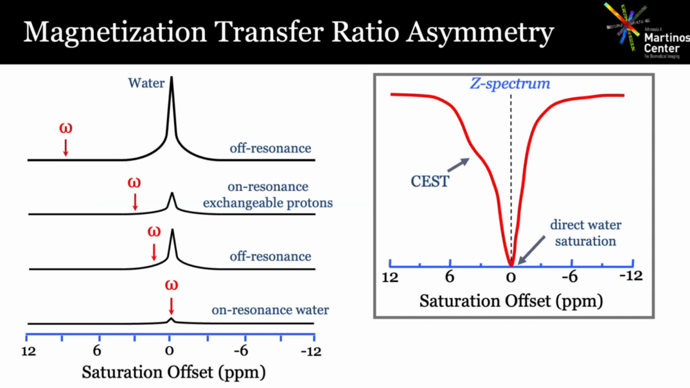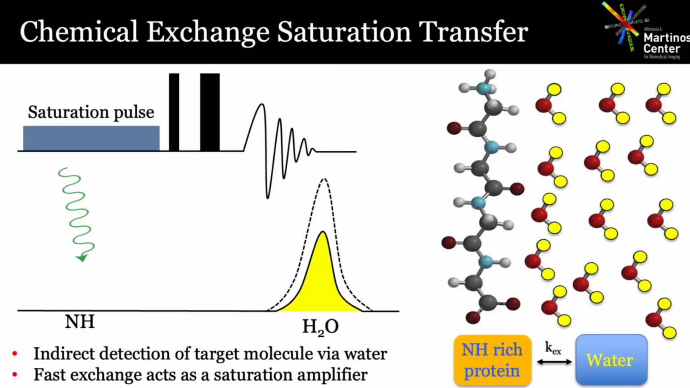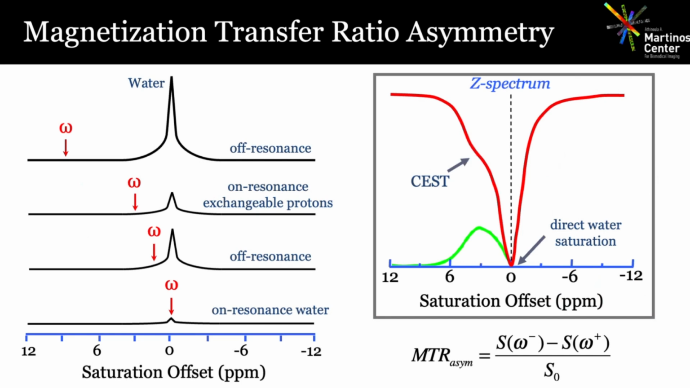We basically step our saturation pulse across the water line width. When we get on resonance with that exchangeable proton, you see a little shoulder there from that exchangeable proton. Of course, when you're directly on the water line, you get direct water saturation. So what's conventionally done is you subtract the left side from the right side of your so-called Z spectrum to get this so-called magnetization transfer ratio asymmetry.